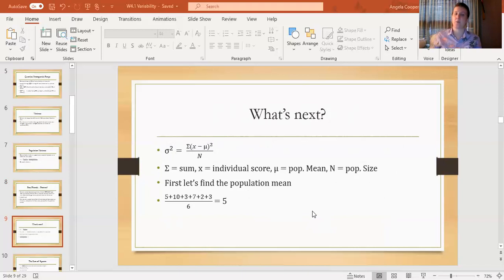So remember, we had 6 of our closest friends take this test, and here's each of their scores: 5, 10, 3, 7, 2, and 3. We add all those up and divide by 6. That gives us a population mean, mu, of 5. So I'm going to write that down. We have a population mean of 5. That's what we're rocking so far.